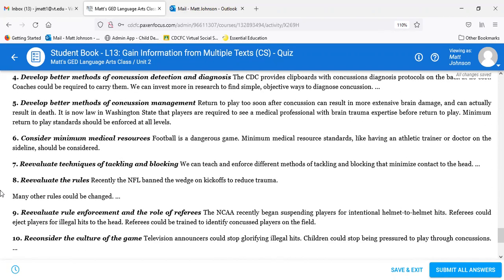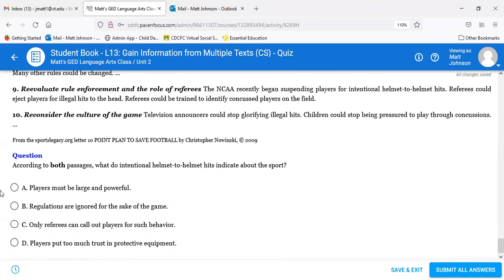And we're gonna go back to Nilda now. She was on mute before, so she's gonna finish off here with number 4. According to both passages, what do intentional helmet to helmet hits indicate about the sport? A, players must be large and powerful. B, regulations are ignored for the sake of the game. C, only referees can call out players for such a behavior. D, players put too much stress in protecting equipment.